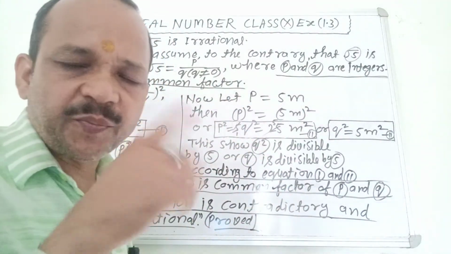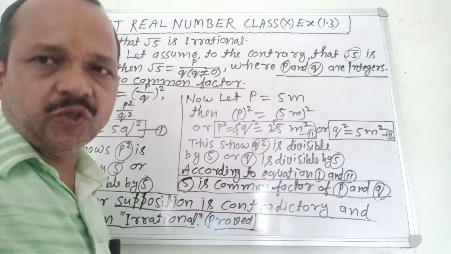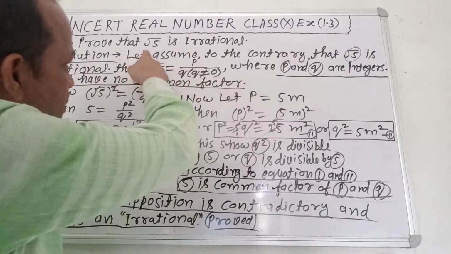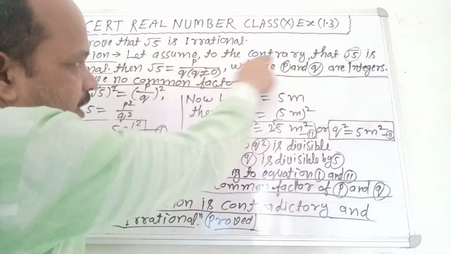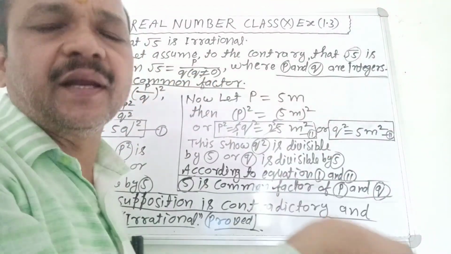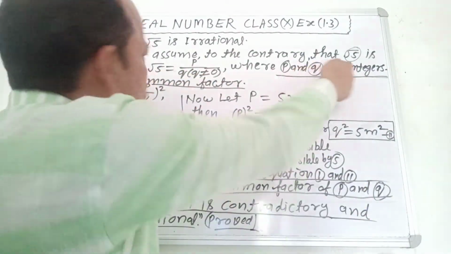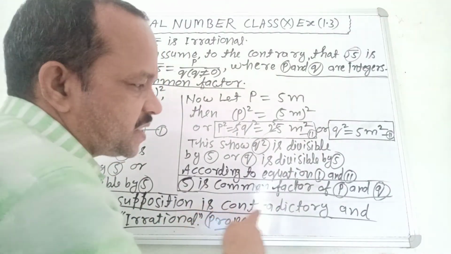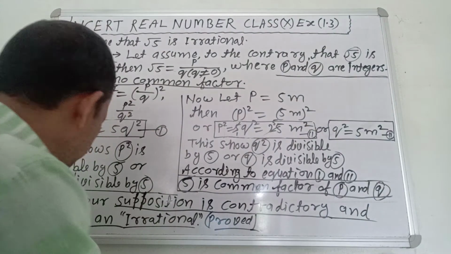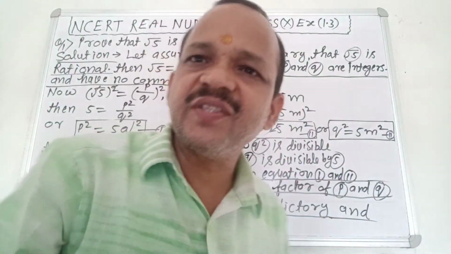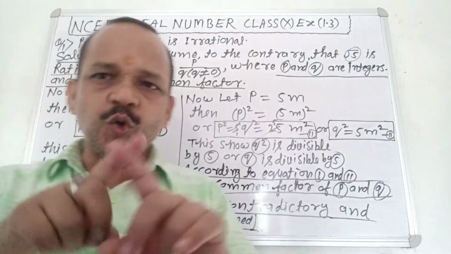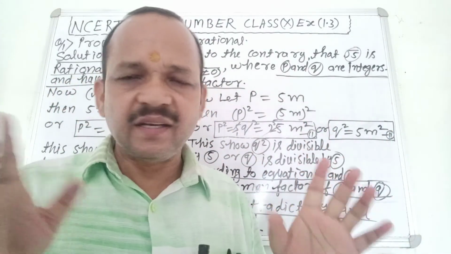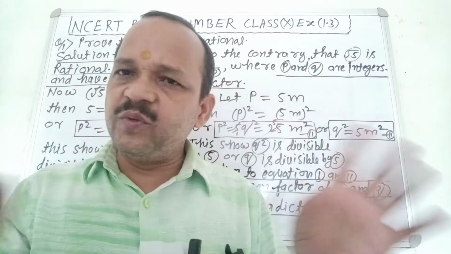contradictory. What is our supposition? Our supposition is root 5 is rational. Here our supposition is contradictory and root 5 is irrational. You prove root 5 is irrational, not rational. Clear? No confusion about it?